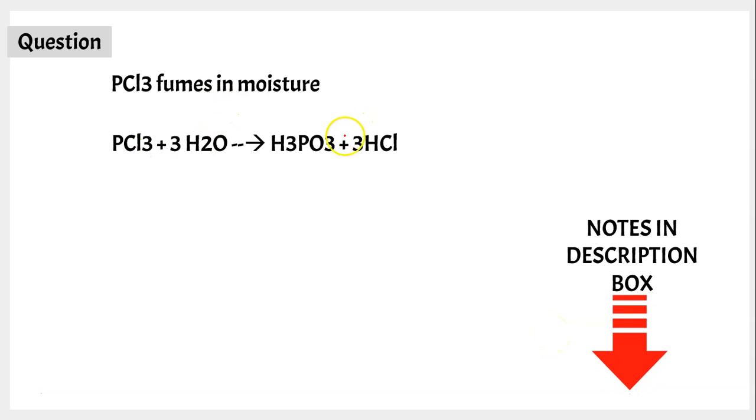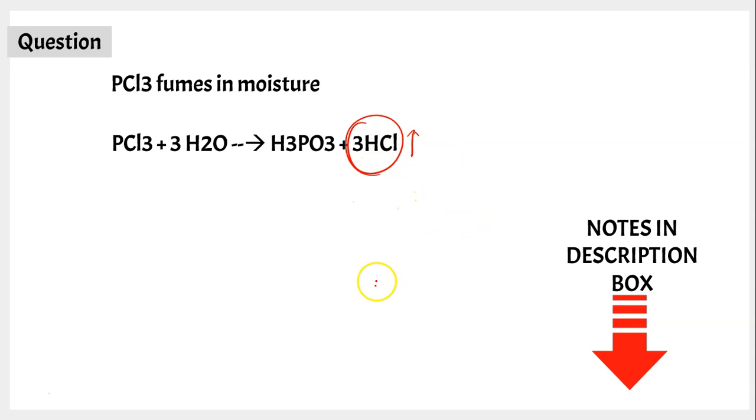PCl3 fumes in moisture. Over here, they are stating that PCl3 fumes in moisture, but we are supposed to say the reason now. Why does PCl3 fume in moisture is the actual question. When you expose PCl3 to moisture, which is nothing but H2O, it reacts with 3 moles of moisture per 1 mole, leading to formation of H3PO3 and HCl. Due to formation of HCl, which fumes out easily, we get to see fume evolution when PCl3 is exposed to moisture.